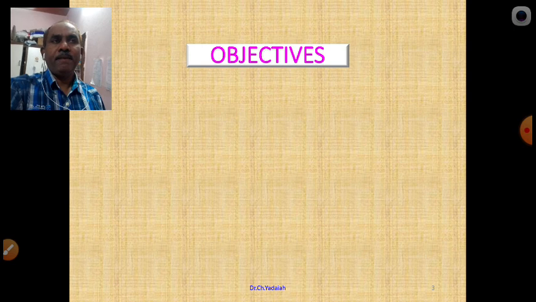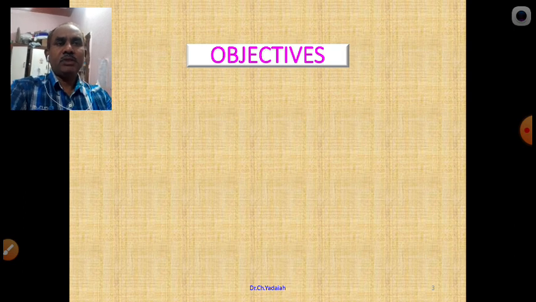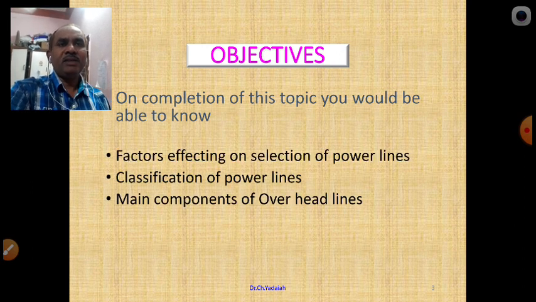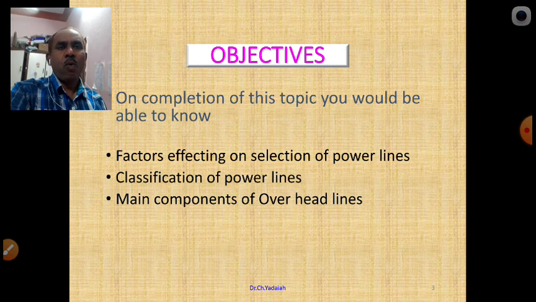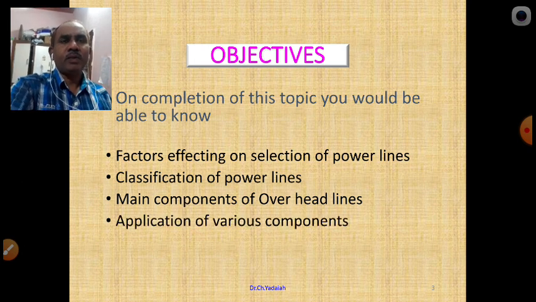Now let us see what are the different parts involved in our transmission system as well as in distribution systems. Today's topic is just like the basics. On completion of this topic, you would be able to know factors affecting selection of power lines, classification of power lines, main components of overhead lines. These are the few topics today we are going to learn.